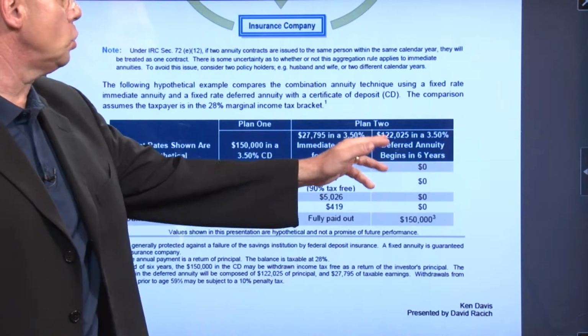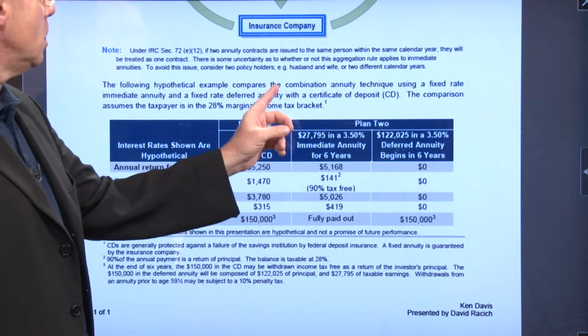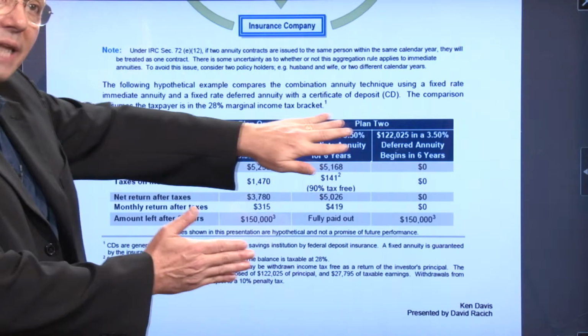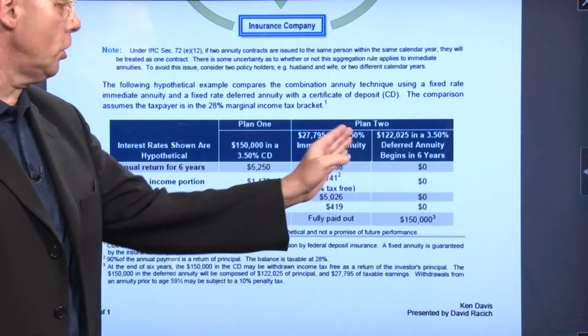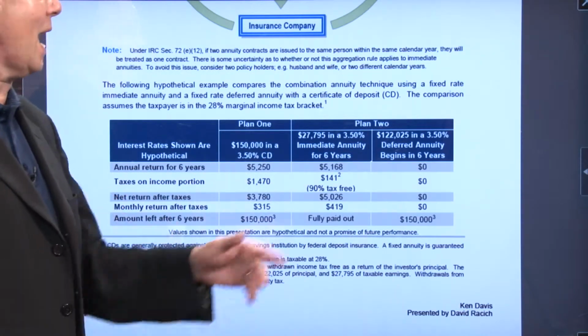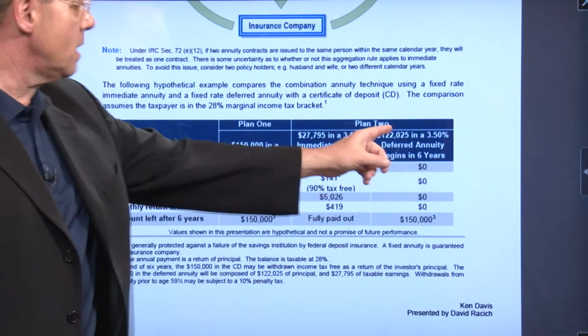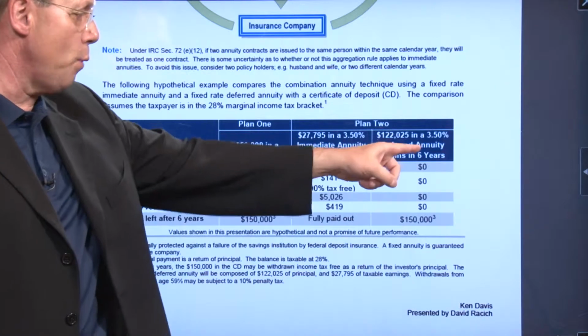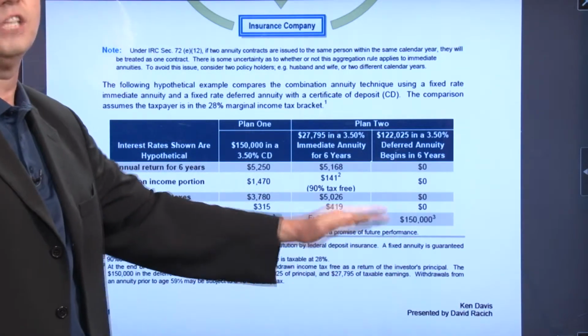I put in $122,000. Remember, I had $150,000 total. I took my $27,795, put that in the single premium immediate annuity, and I took the residual $122,025, and I put that in a deferred annuity at that 3.5% rate. When I do that, it takes 6 years at 3.5% to come back to its original principal of $150,000.